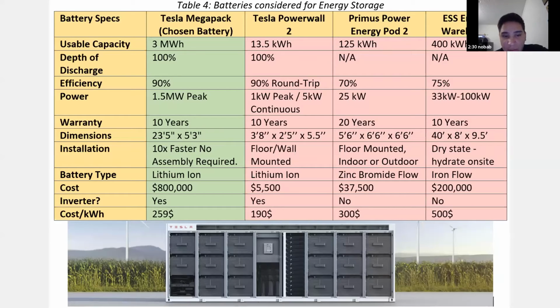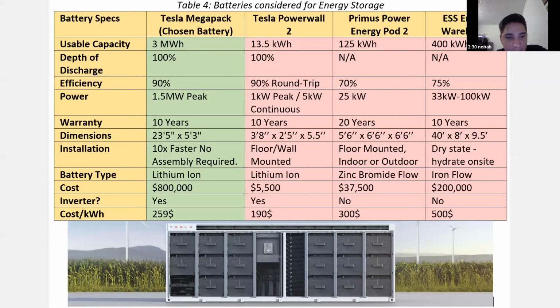Finally, here are the specs for our battery storage unit, the Tesla Megapack. We made several other considerations for our battery, but the Megapack was the best one for us. For our system, we only need one single Megapack unit, which has a usable capacity of 3 megawatt hours. It has a 90% efficiency rating and also has 100% depth of discharge.